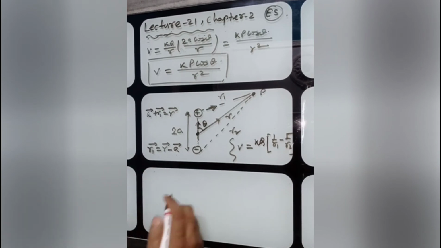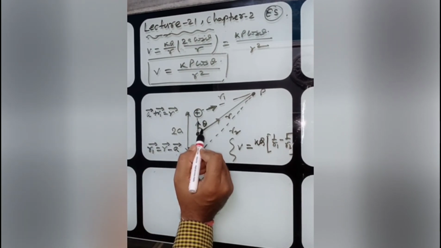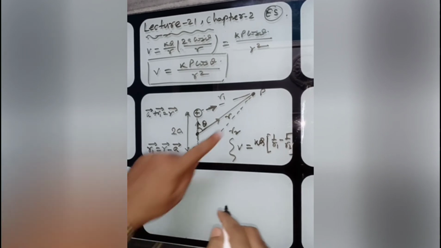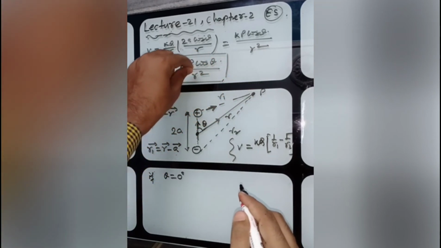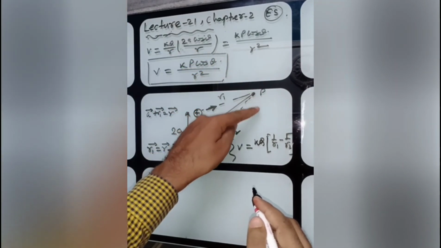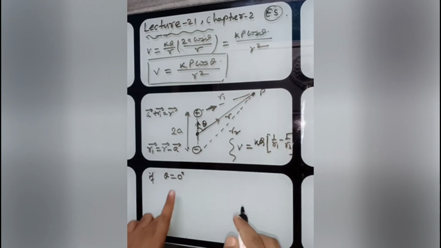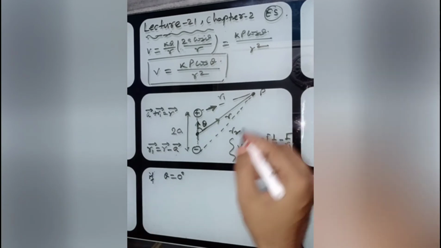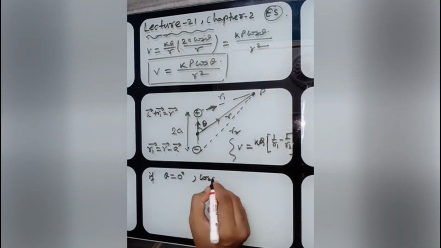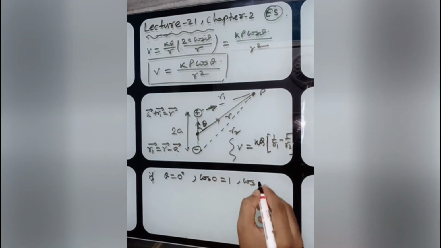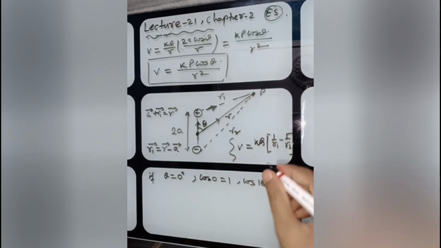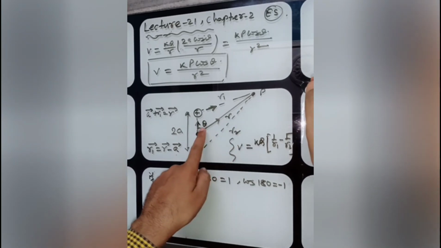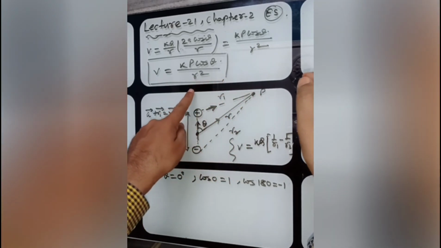Now here the special case: if this theta is 0 degree, then this point will move on the axis. Or if this theta is 180, then it will again move on this axis. By putting 0 or 180, you will get cos 0 either 1 or cos 180 minus 1. If you are moving at 180, then you are going towards the negative charge. If you are putting theta 0, you are going near the positive charge.